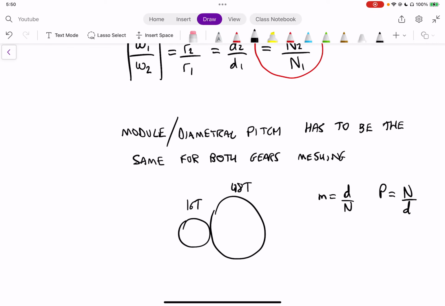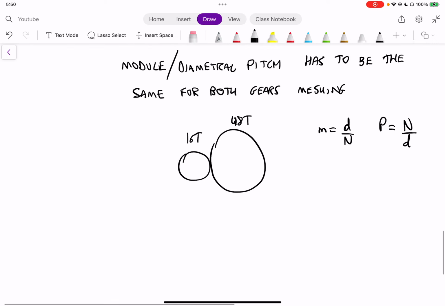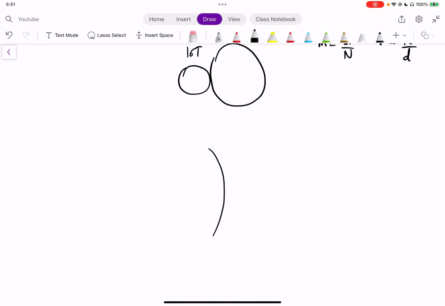So the reason why this has to happen is because if the module is the same or the diametral pitch is the same, what we're saying is that there's the same number of teeth per inch of gear or inch of distance. And if there's the same number of teeth per inch of distance, that means the teeth are going to essentially mesh together. So if I zoom into the side of the gears, if they have the same diametral pitch, they would have the same spacing between the gears, and that would mean that the gears would mesh together.